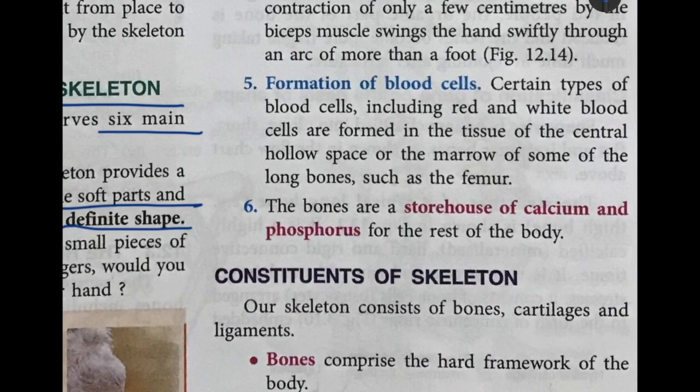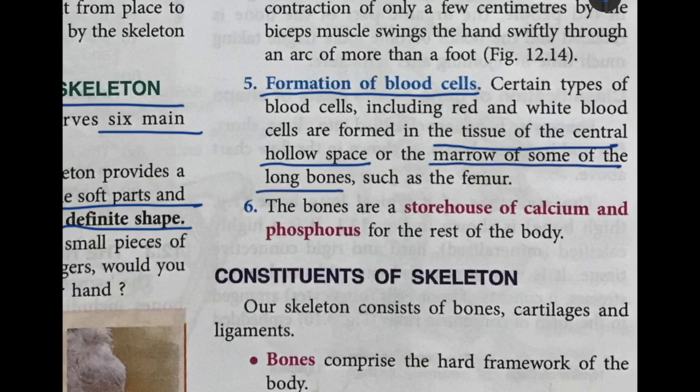Next, inside long bones, blood cells are formed. Red blood cells and white blood cells are formed in the tissue in the central hollow space of the bone. So in the bone marrow of some of the long bones such as the femur, what is formed? Red blood cells and white blood cells. And also remember, the bones are a storehouse of calcium and phosphorus for the rest of the body.